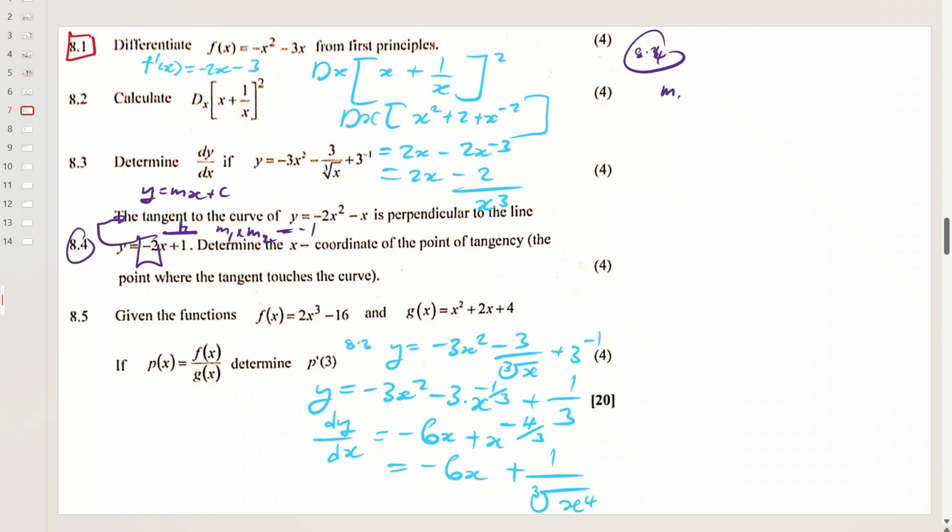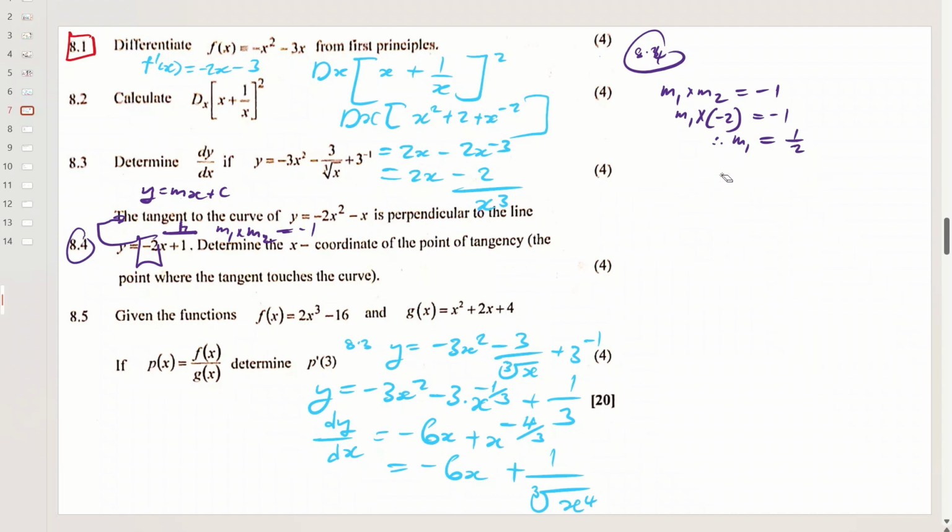So we can say the product of their gradients, since they are perpendicular, is equal to -1. We don't know the gradient m1, but we know the gradient of this, which is -2, times m1 equals -1. So m1 is one half. So now we have y is equal to one half x, that's the gradient, plus c. You just need the c value there.